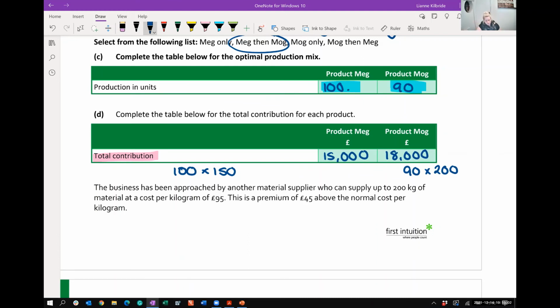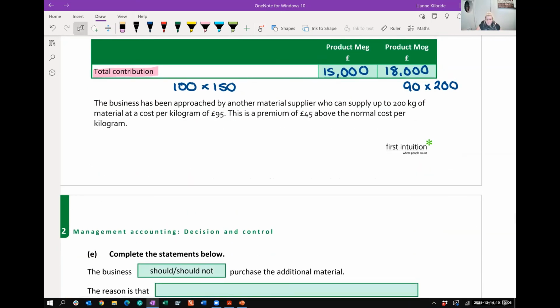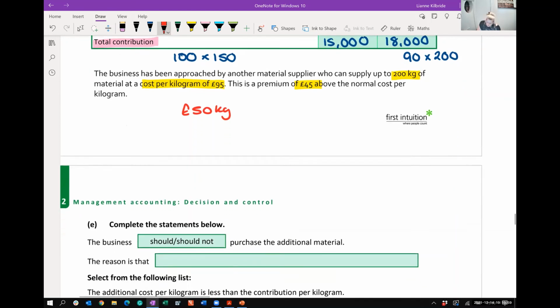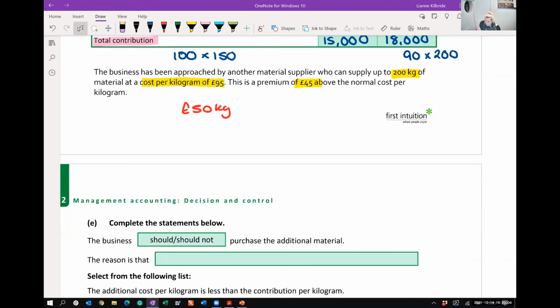Okay. So to finish this question off then, there's a little bit more writing that's actually involved, okay, in task 8. It brings up a little bit of a scenario, some extra scenarios based around what we've just seen. So the business has been approached by another material supplier who can supply up to 200 kilograms of material at the cost of £95 per kilogram. Okay, this is a premium of £45 above our normal cost, because if you go to our scenario, it tells you that we spend £50 per kilogram. Okay, so if we can buy more, we're actually spending an additional £45 per kilogram.